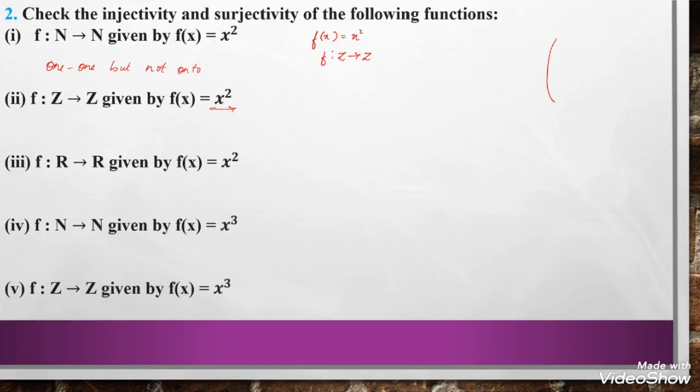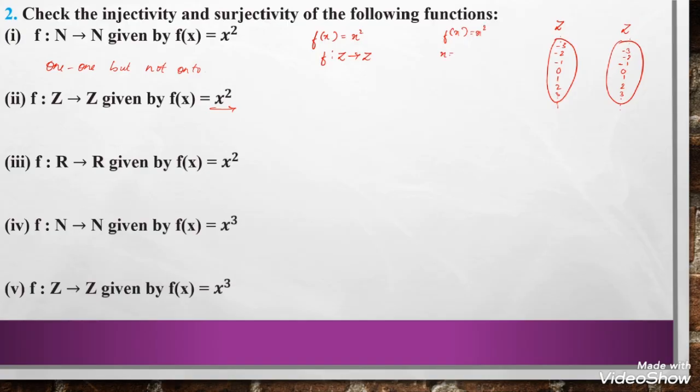I will draw the ray diagram here. Z tends to Z. 0, -1, -2, -3 and so on, and here plus 1, 2, 3 and so on. Here also 0, -1, -2, -3 and so on, and 1, 2, 3, 4 and so on. Now I consider, by the definition, f of x is equal to x square.